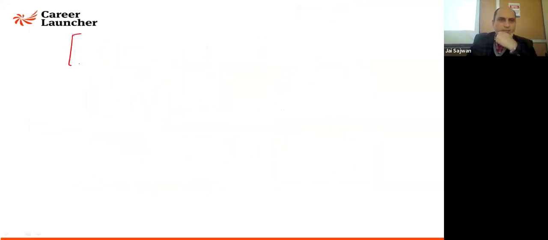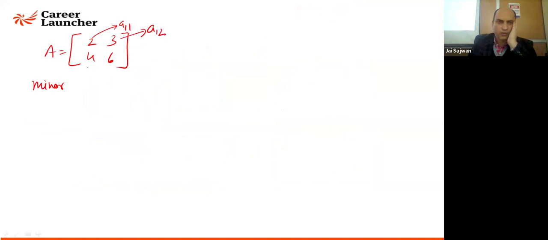Say there is a matrix. This is a matrix A. What is minor of? देखो, this item is known as A11, first row, first column. This is first row, second column. This is second row, first column. This is second row, second column. तो minor of A11 क्या हो जाएगा? First row, first column नहीं लोगे आप, 6 लोगे.